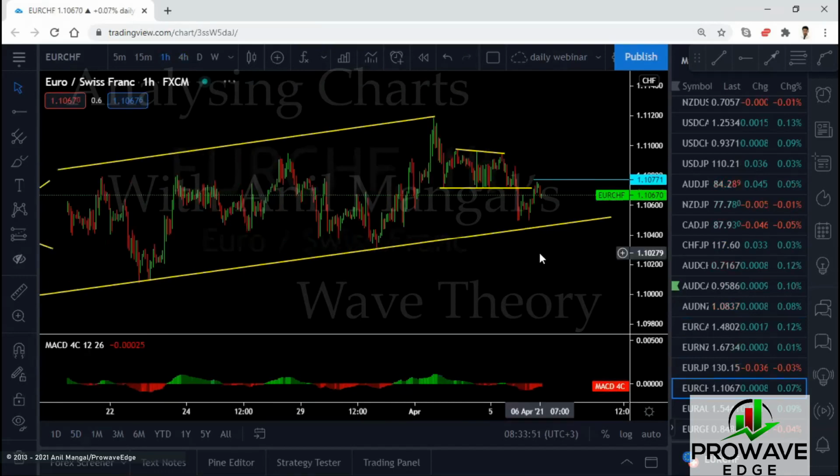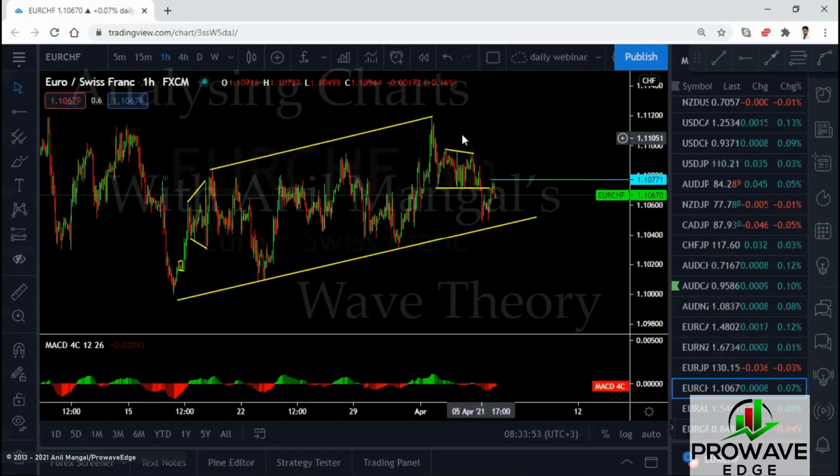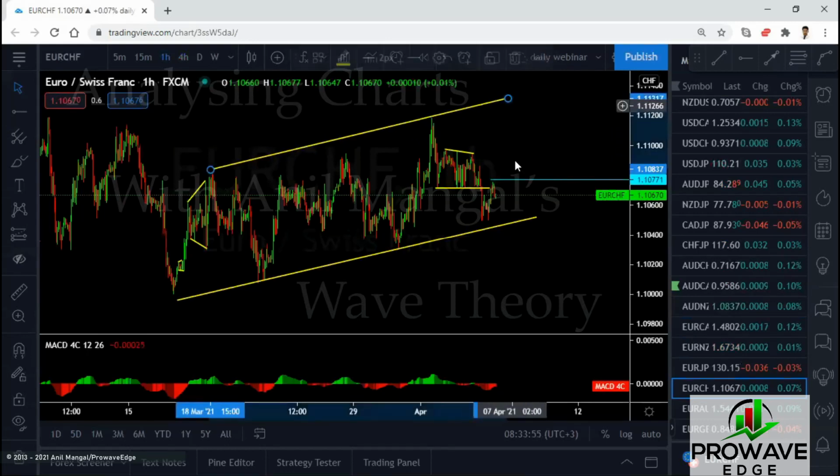It's a corrective. It's correcting to the upside. See this whole big correction? All you're going to do is make another flat. Go back there and make a more complex pattern.